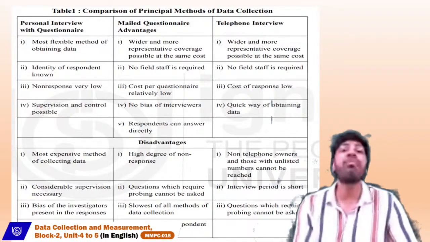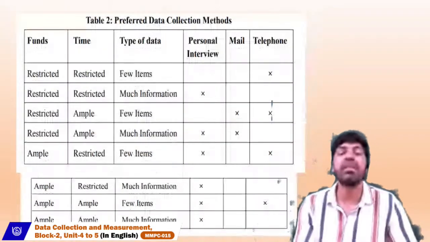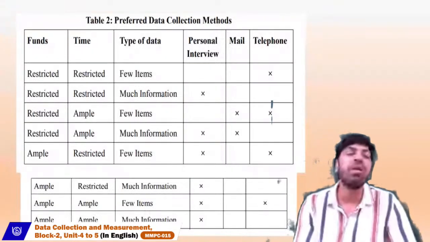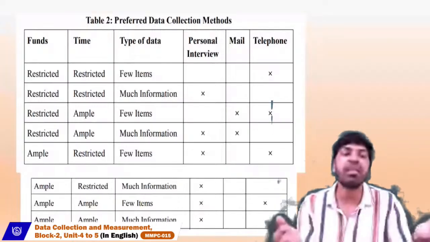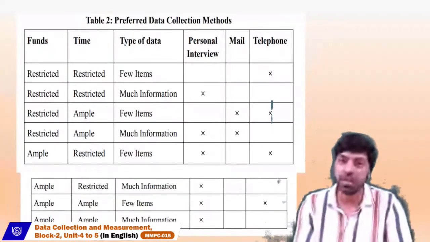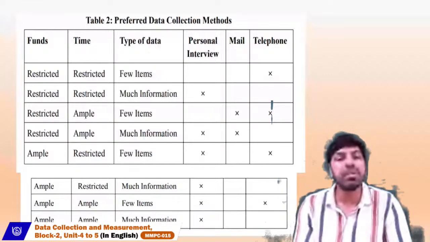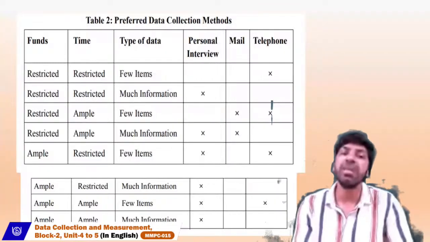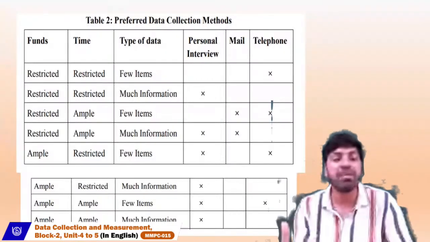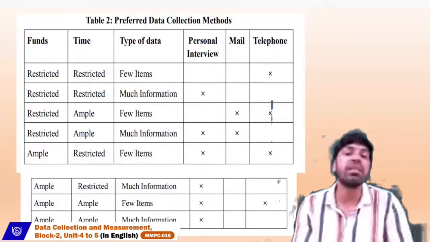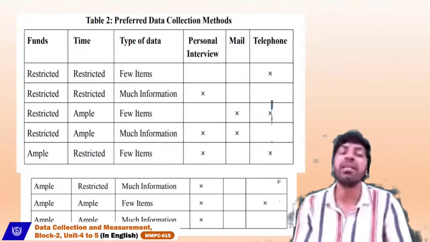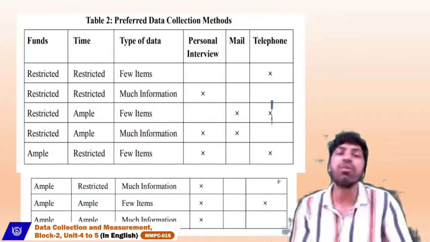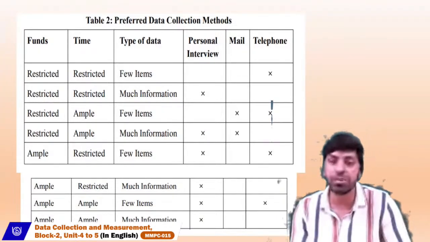Now we can talk about the preferred data collection methods. There are three main ones: personal interview, mail questionnaires, and telephonic interview. These are the main aspects: funds, time, and type of data. When we talk about the personal interview and mail questionnaires, in this particular scenario funds, time, and type of data would be restricted to a few items. So mail questionnaire and personal interview could be preferred rather than telephonic interview.